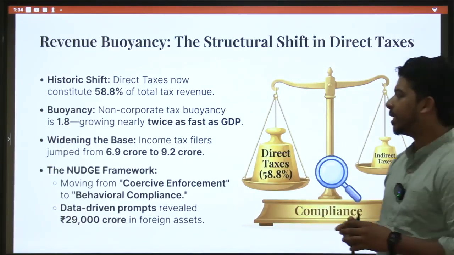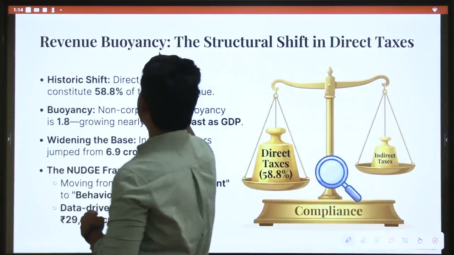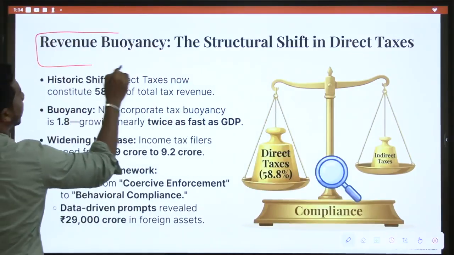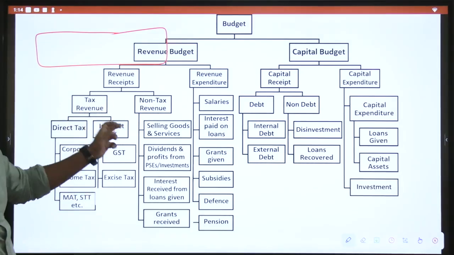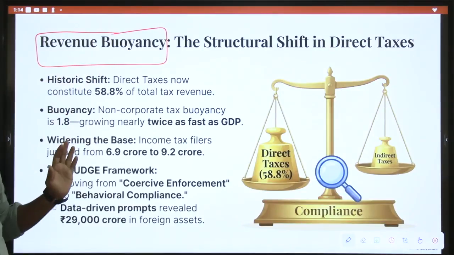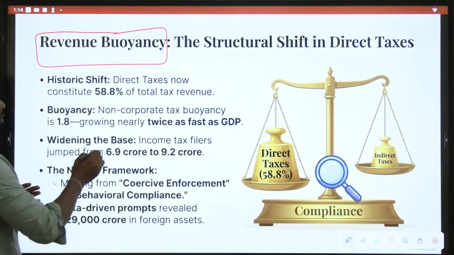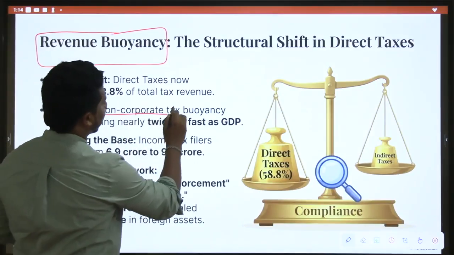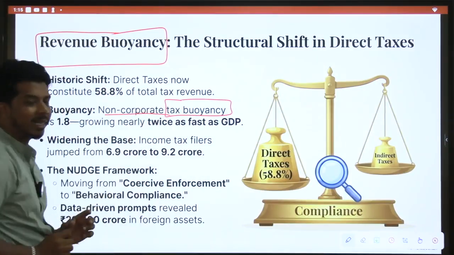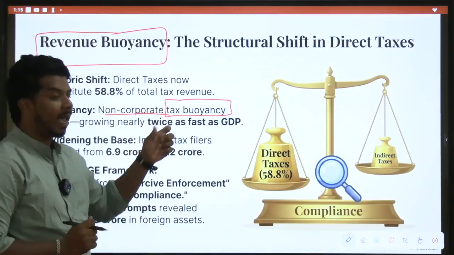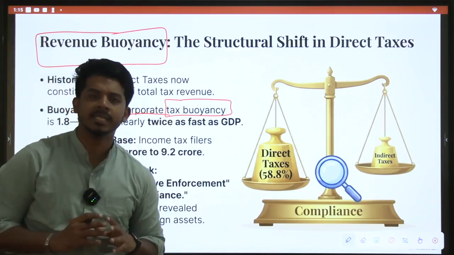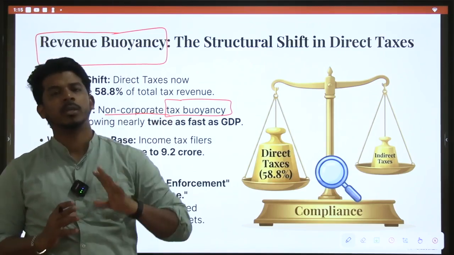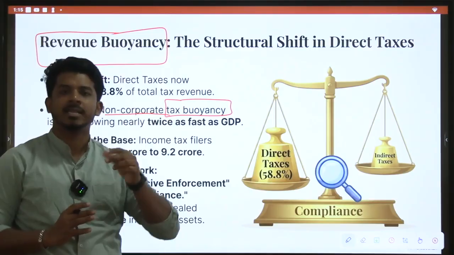So first, it is achieving revenue buoyancy. Revenue buoyancy means it is increasing the revenue. Revenue should be increasing, and yes, revenue is increasing. Here you see it is talking about non-corporate tax buoyancy. So what is tax buoyancy? Tax buoyancy is this: for every 1% increase in GDP, how much is your tax increasing?